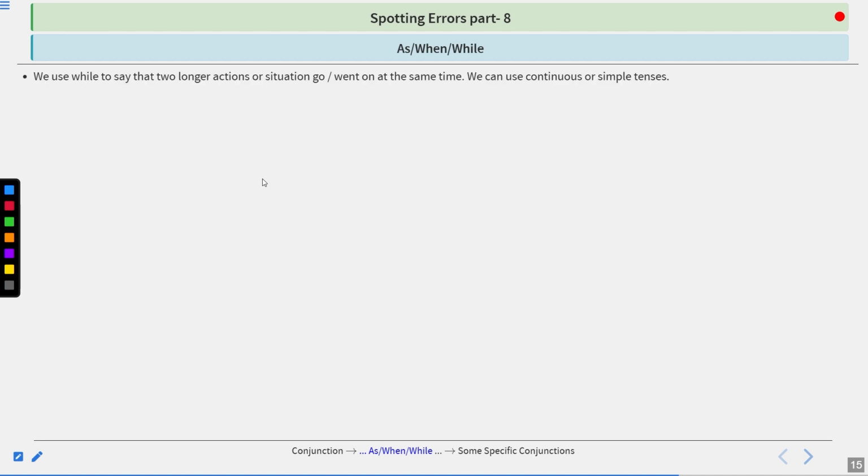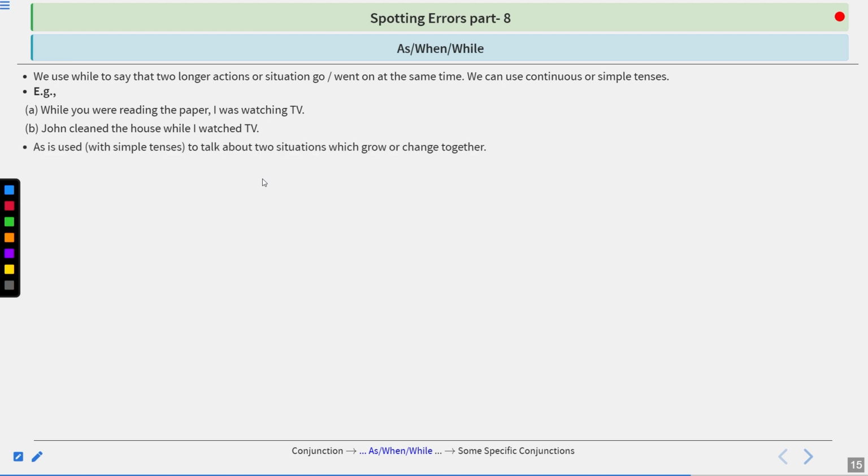As, when, while. We use while to say that two longer actions or situations went on at the same time. We can use continuous or simple tenses. While you were reading the paper, I was watching TV. Two simultaneous events. John cleaned the house while I was watching TV.